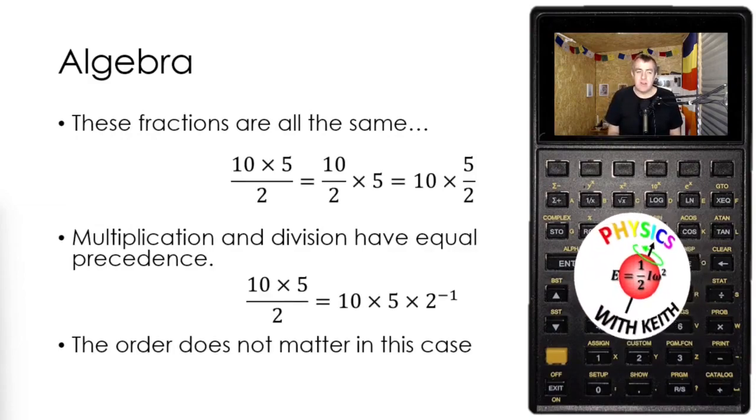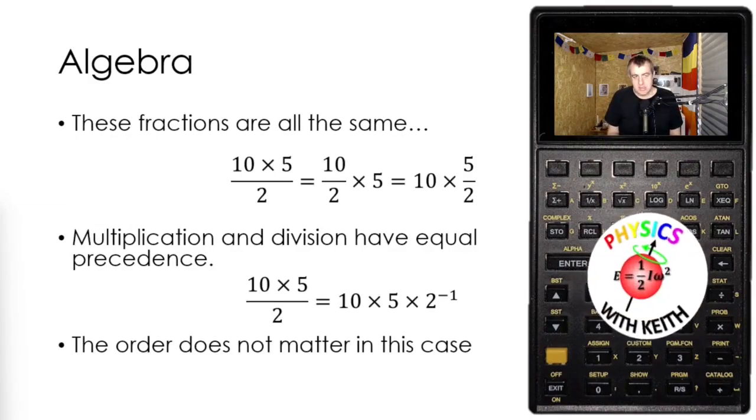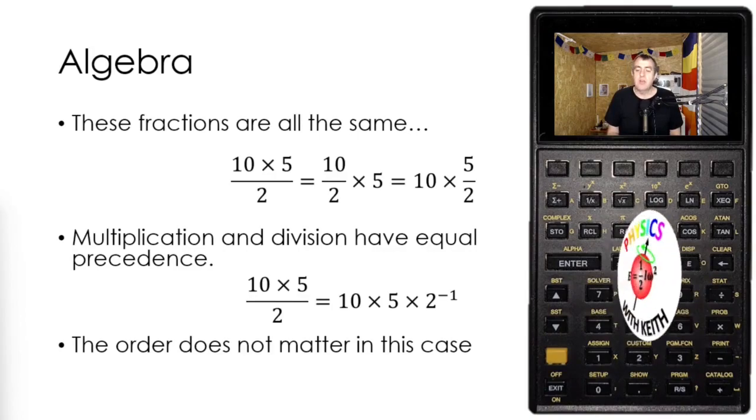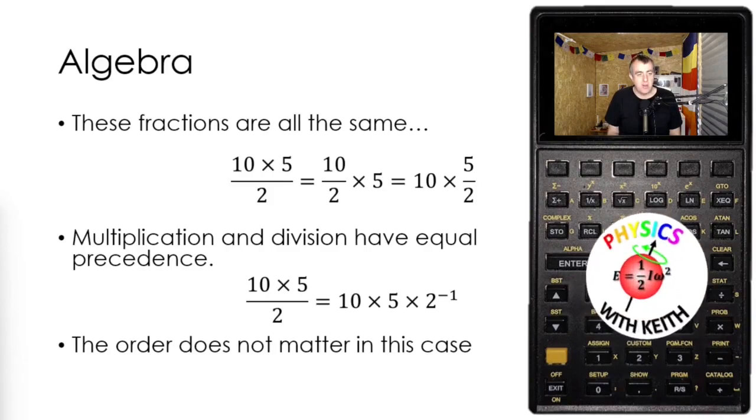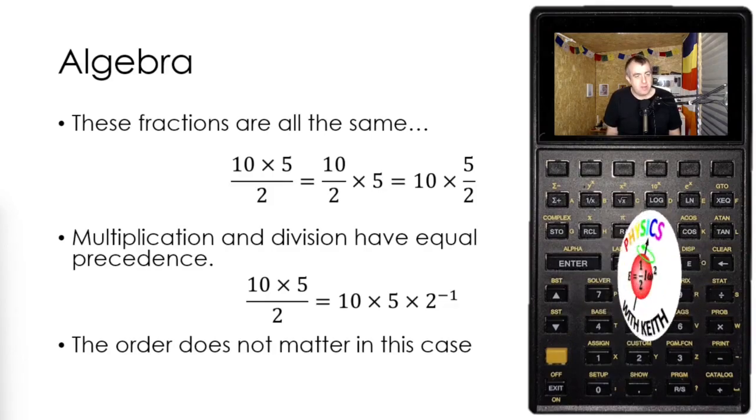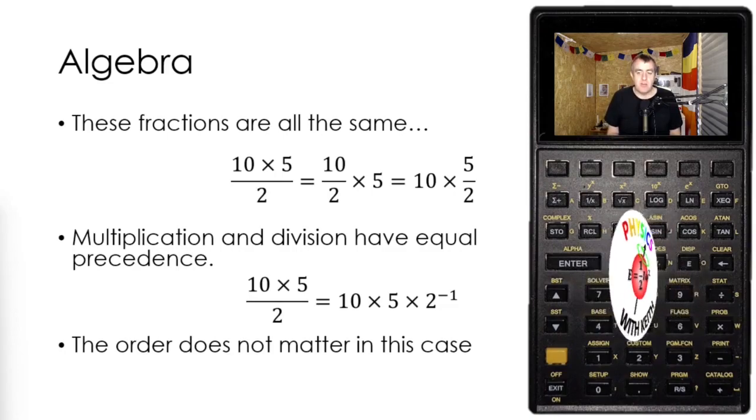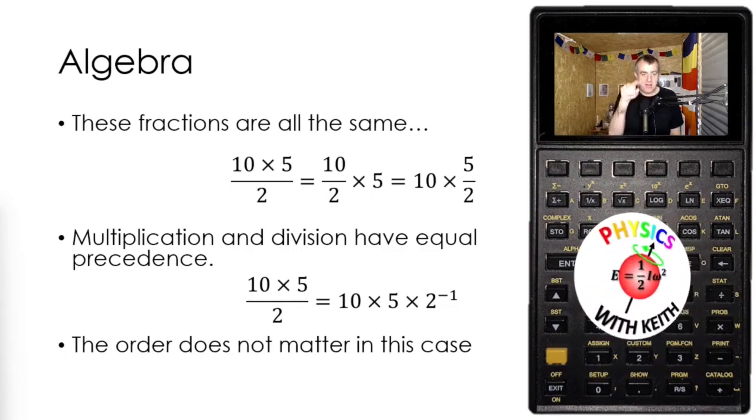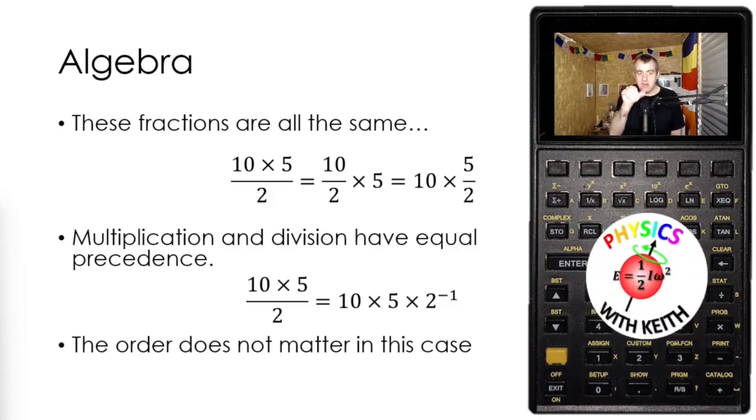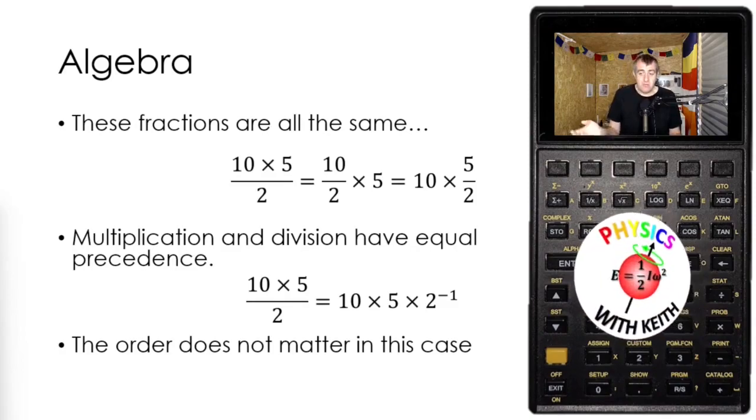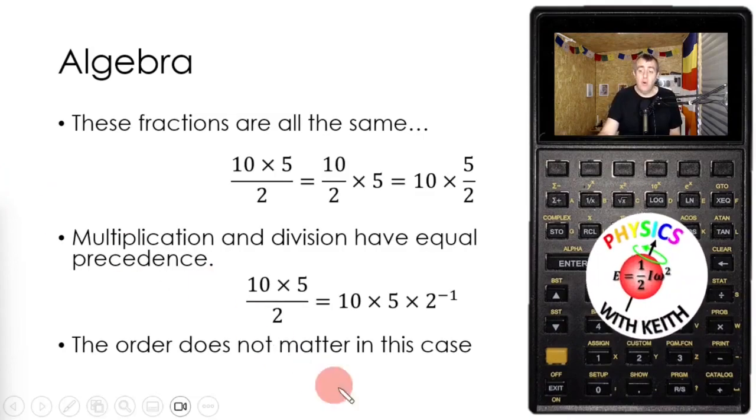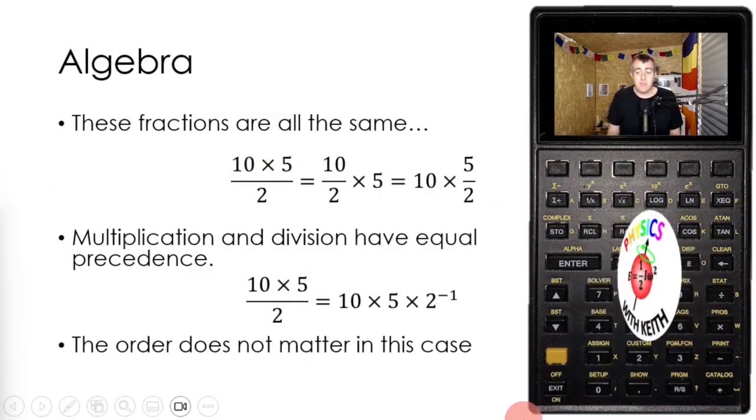You don't want to embarrass yourself in front of your class by not realizing this, but I do see it all the time. 10 times 5 divided by 2 is the same as 10 divided by 2 times 5, which is the same as 10 times 5 divided by 2. It has to be. Because what does divided by 2 mean? It means that division symbol and then the 2. And you could put that anywhere. It doesn't matter because multiplication and division have equal precedence. So all of these three are actually the same.